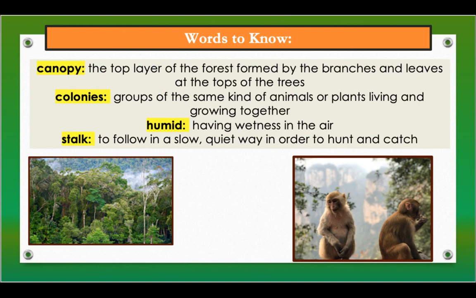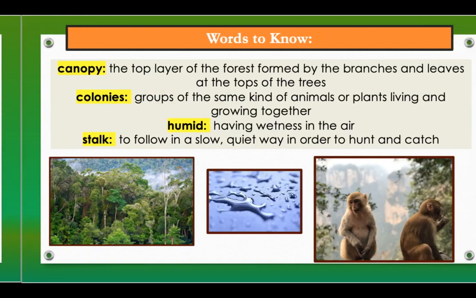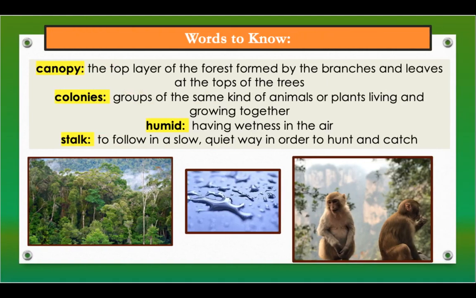A colony or colonies is groups of the same kind of animals or plants living and growing together. The word humid, boys and girls, means having wetness in the air. An example, the air is often sticky and humid on a hot summer day.